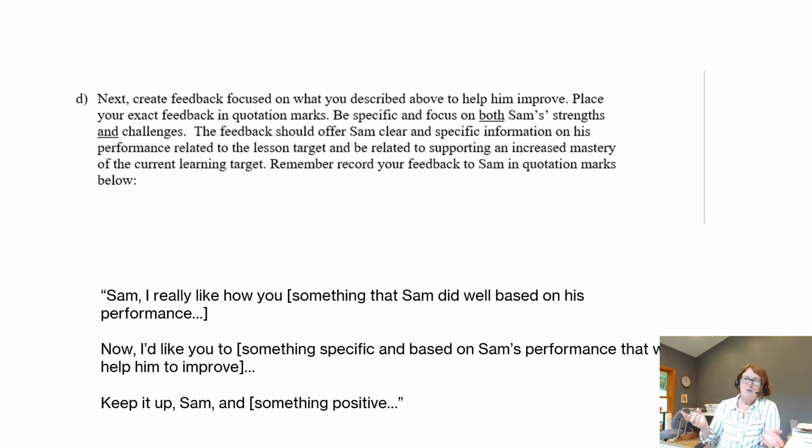This is the hamburger feedback. The bun is the positive, the feedback where he can improve is the meat, and you end on something positive. We call that the hamburger method of feedback. You might have heard me mention that in the course before. So Sam, I really like how you, that's our bun. Now you slip in the burger. Now I'd like you to, and do something specific and based on Sam's performance.